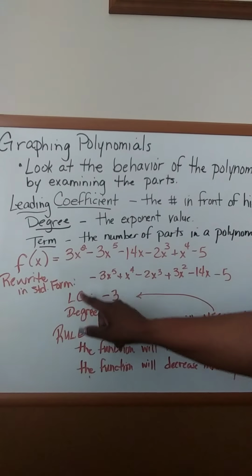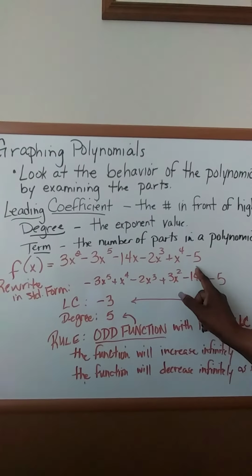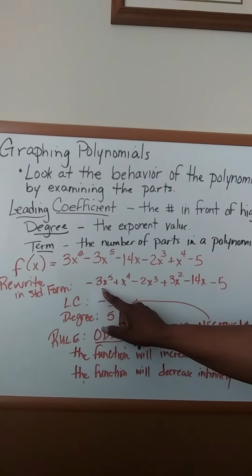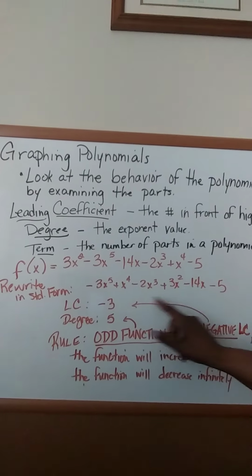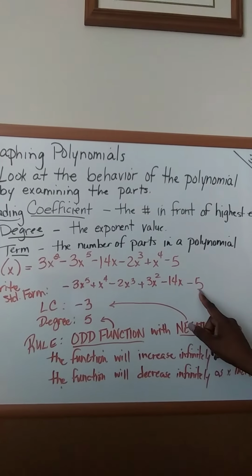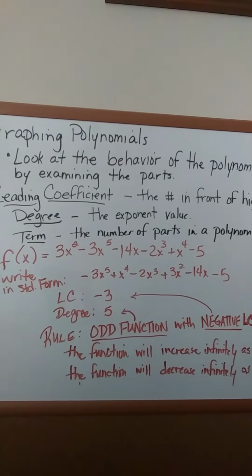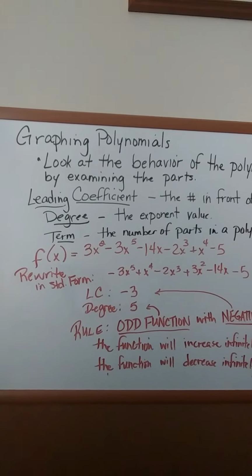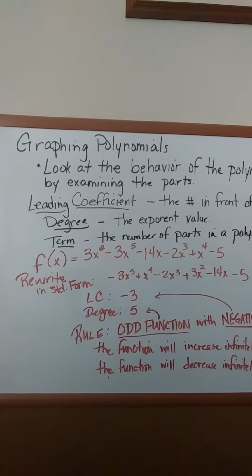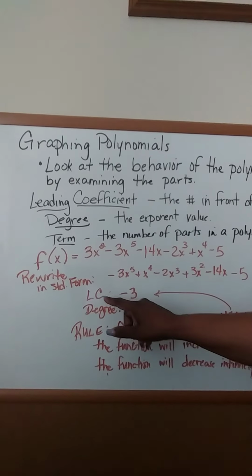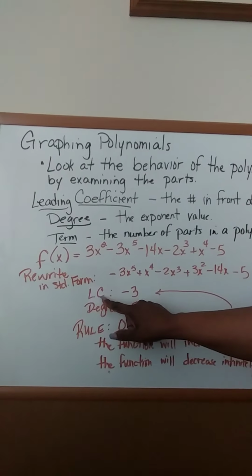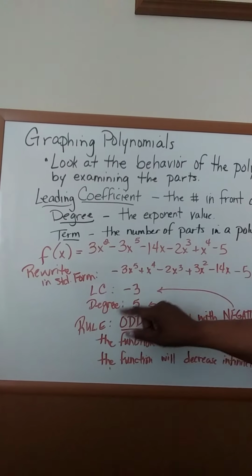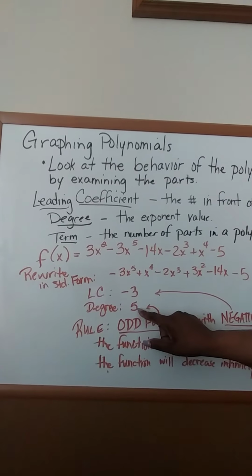So what I did was I rewrote my order of my original polynomial. I rearranged everything so that I had my -3x to the 5th as my first term and my -5 as my last. I want you to go ahead and rewrite that. And now once you rewrite that, we need to identify our parts again. Our leading coefficient, I just put LC for short, is -3. Our degree, which is our highest exponent, is going to be 5.